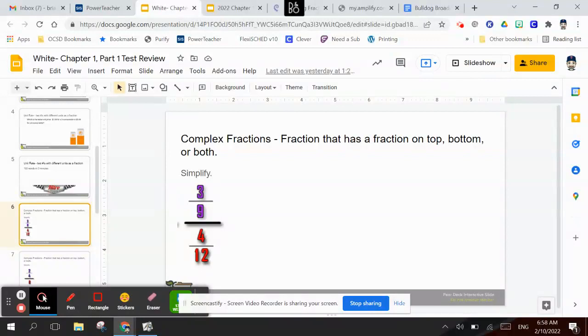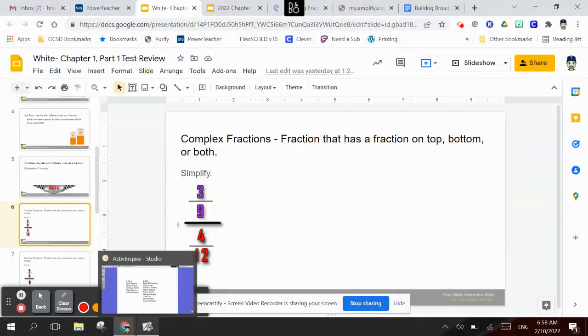So here's our complex fractions. Fractions that have a fraction on top, on bottom, or both. So this one here says simplify. So I'm going to take 3/9 and I'm going to divide that by 4/12. So when I divide, I want to make sure I remember my keep, change, flip. Keep the first fraction the same, 3/9.